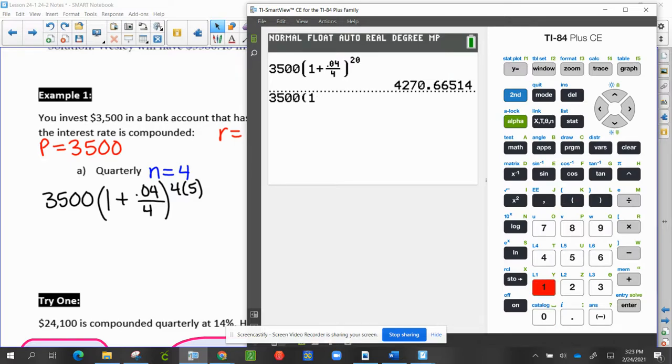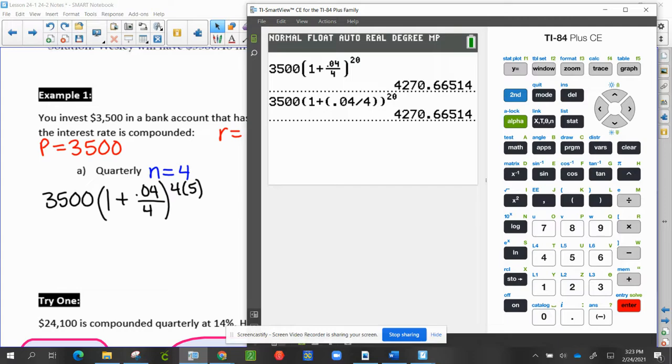So it'd be 1 plus that fraction. You're going to have to put an extra set of parentheses. So 0.04 divided by 4. Okay. And then close the first set of parentheses, and then raise to the 20th power. So we get the same answer. So if you don't have the option in your calculator to make that little fraction bar, you can do it in your calculator just the same, just put parentheses around that fraction.